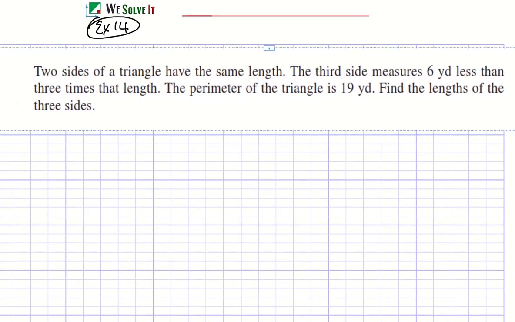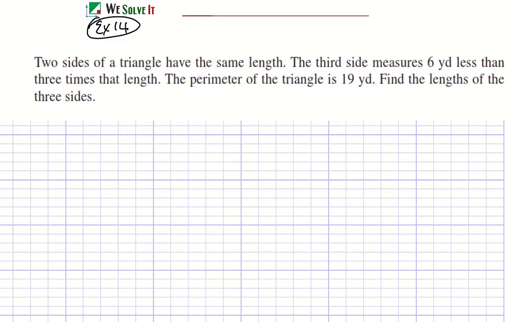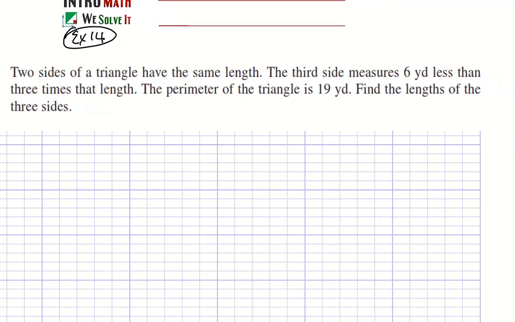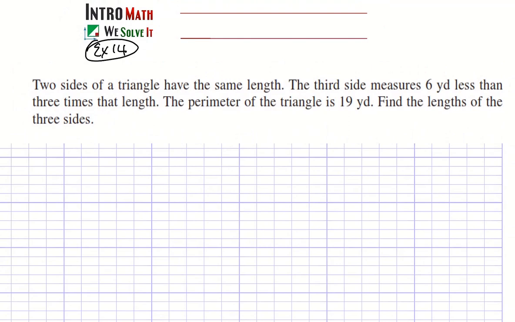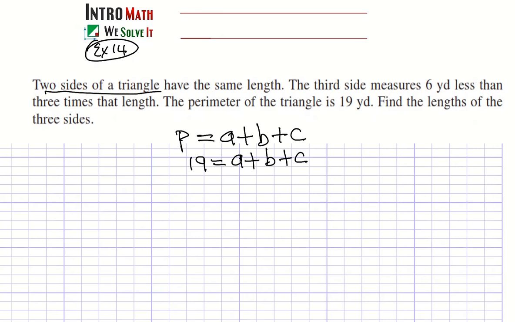We know that the perimeter of a triangle is A plus B plus C, and they tell us the perimeter is 19 yards. Two sides of the triangle have the same length. The third side measures this much less than 3 times that length. When they say that length, that's this length here.